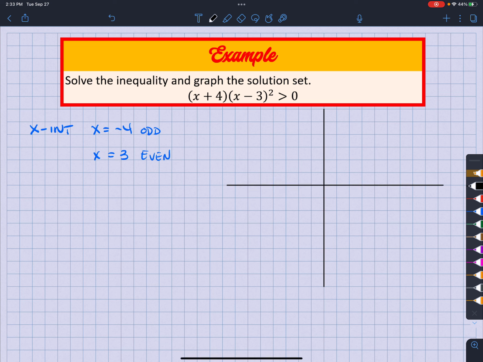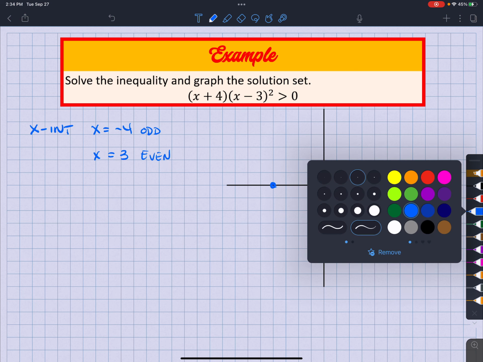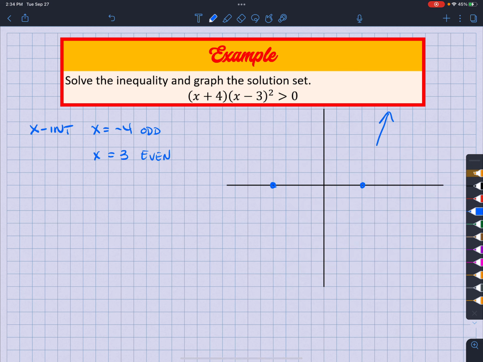All right, so I have an x-intercept at -4. I have an x-intercept at 3, right? This is no longer a quadratic. It's going to be a cubic. All right? And you're like, what? What's a cubic? Right? And A is positive. That means this graph, guys, is going to do something like this and like this.